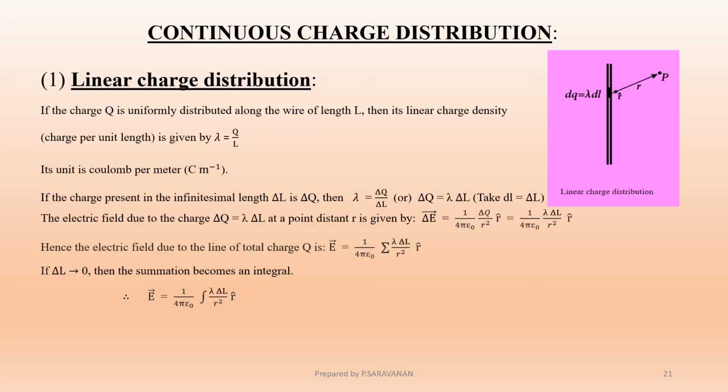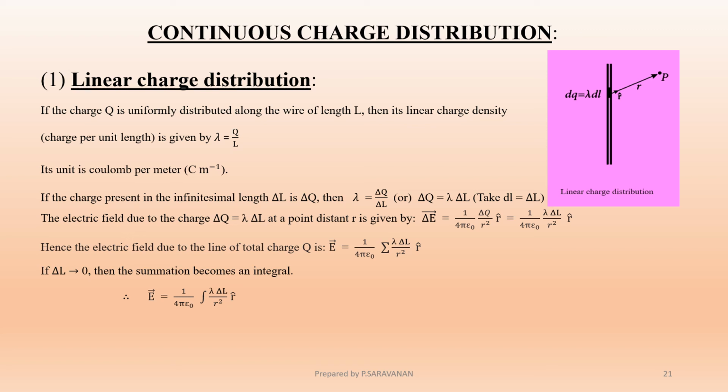We are going to discuss now the continuous charge distribution. There are three possibilities of continuous charge distribution. They are the linear charge distribution, surface charge distribution, and volume charge distribution, respectively in 1 dimension, 2 dimensions, and 3 dimensions. Now we will discuss linear charge distribution. Look at the picture.